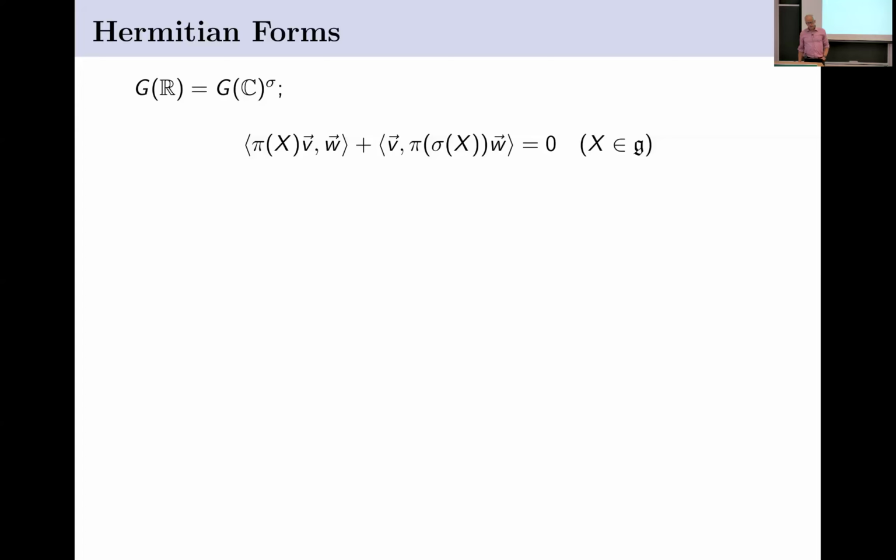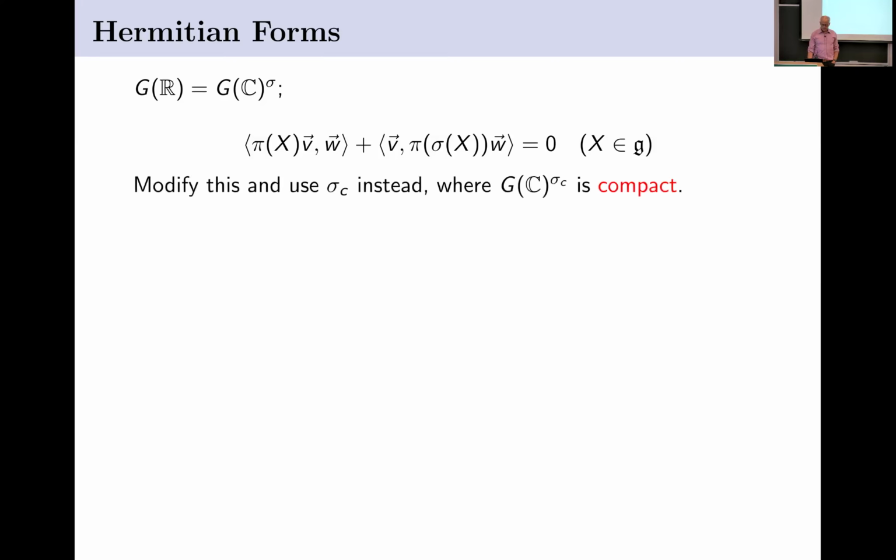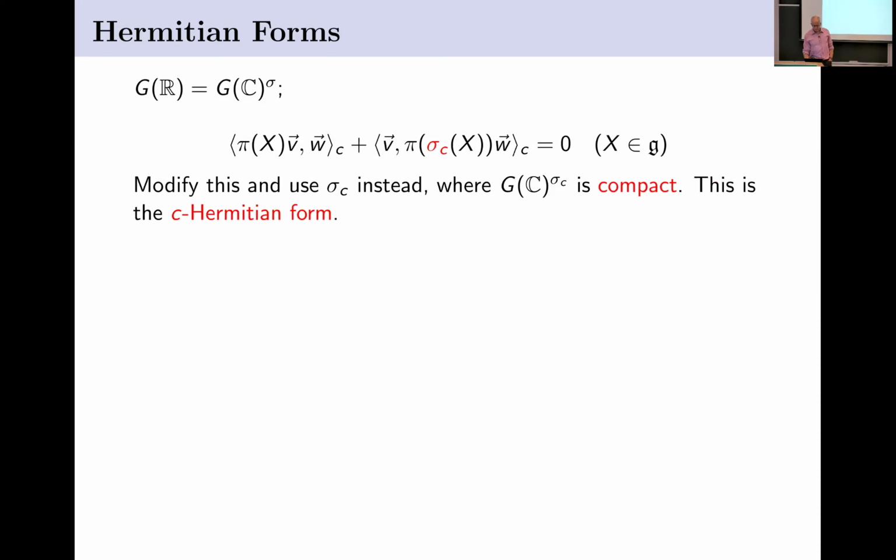Well, okay. So remember the Hermitian form. I put back up here the definition. It's this formula here, where sigma is the anti-holomorphic involution defining G. And we had the idea to modify this and use sigma C instead. So for every group, there's a canonical compact form of that group. That's something special about real groups. I don't know what to do in the p-adic case, but there's a compact form. So you can take sigma C to be the anti-holomorphic involution which defines the compact one, and you can modify this definition using sigma C instead.